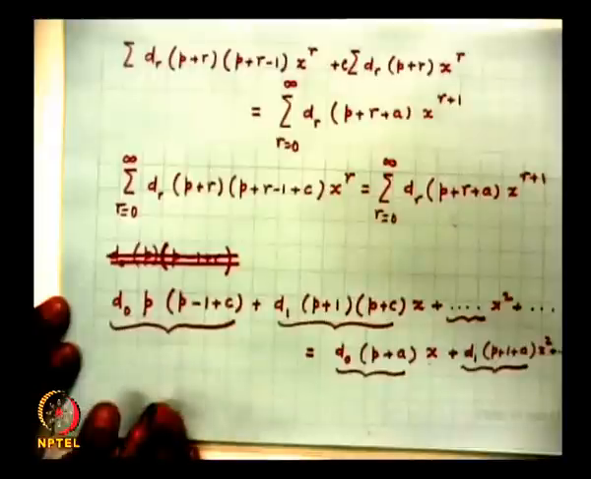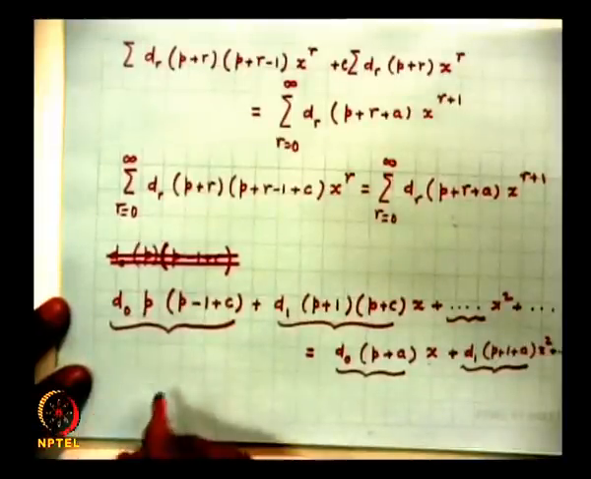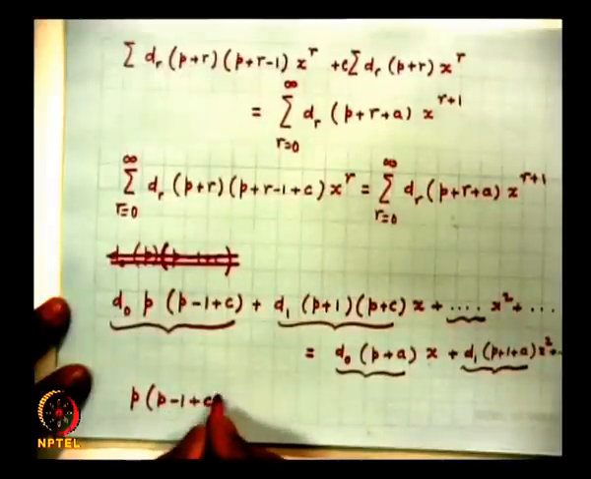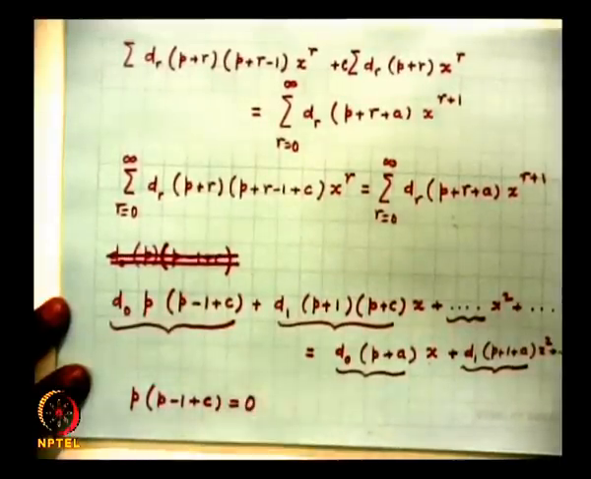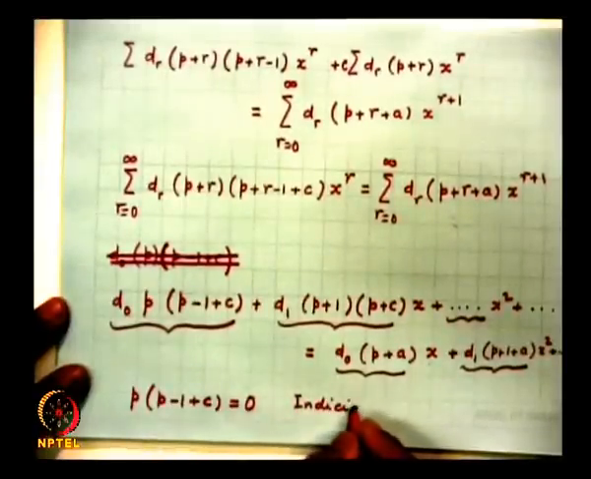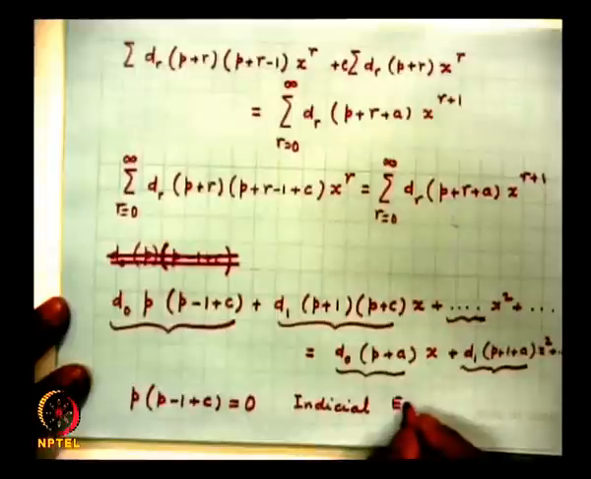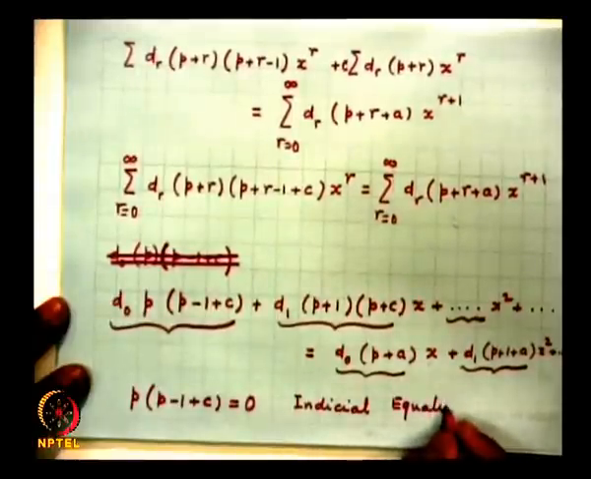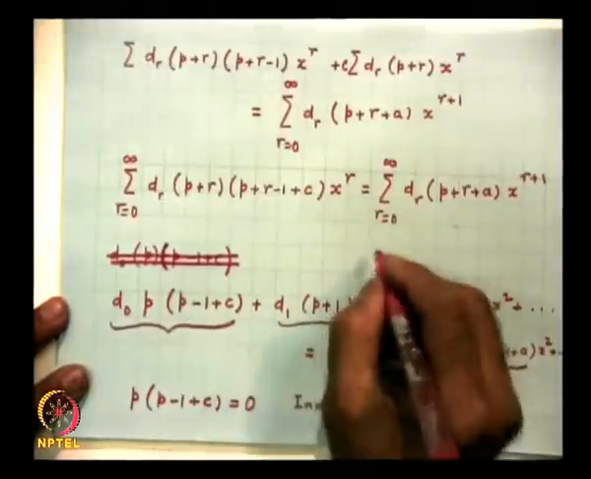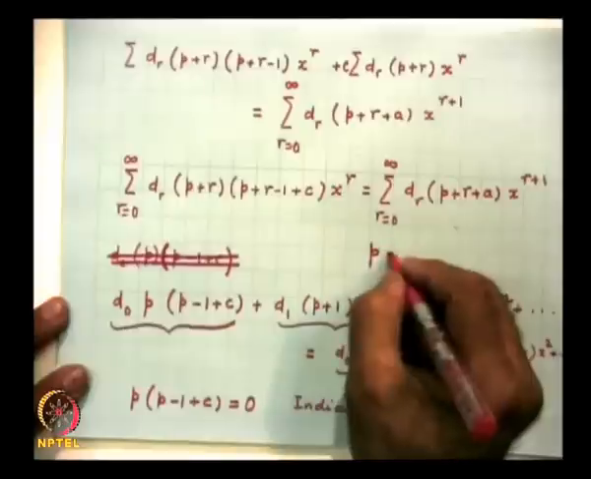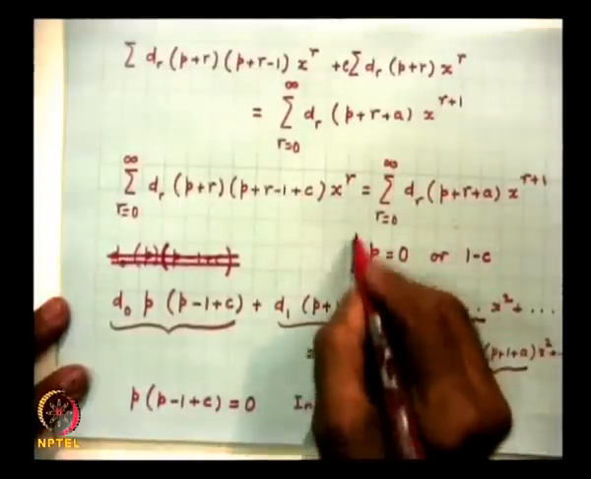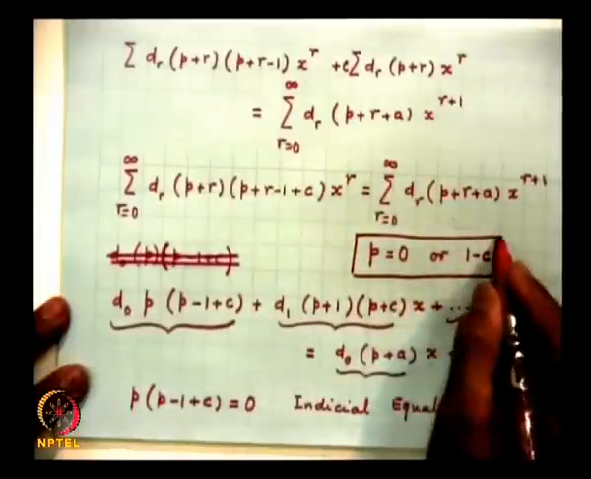But d0 cannot be 0. So, you must have p into p minus 1 plus c must be 0. This is known as the indicial equation. And therefore, the roots of the indicial equation are p is equal to 0 or 1 minus c. So, these are the roots of the indicial equation.